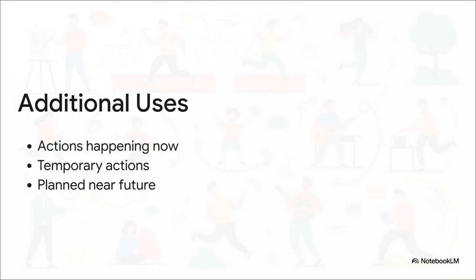Now, while we mostly use this for the absolute literal present, it's pretty cool that you can use this exact same structure for temporary actions or even things you've planned for the near future. Like, if you say, she is studying now, it might mean she's literally hitting the books at this exact second, or it could just mean she's currently enrolled as a student for the time being. The structure doesn't change one bit.